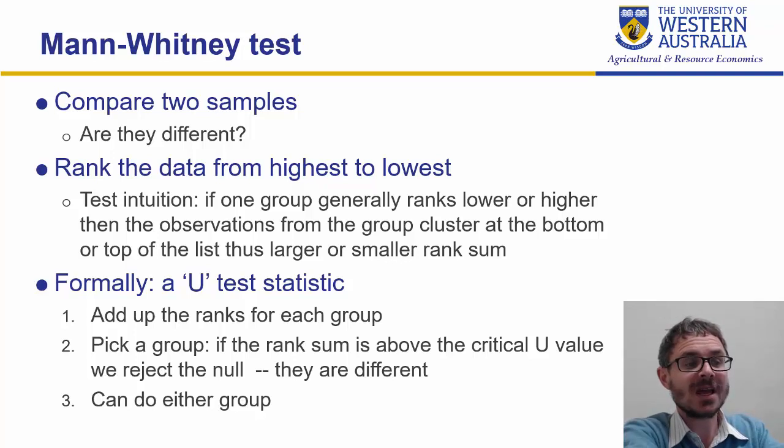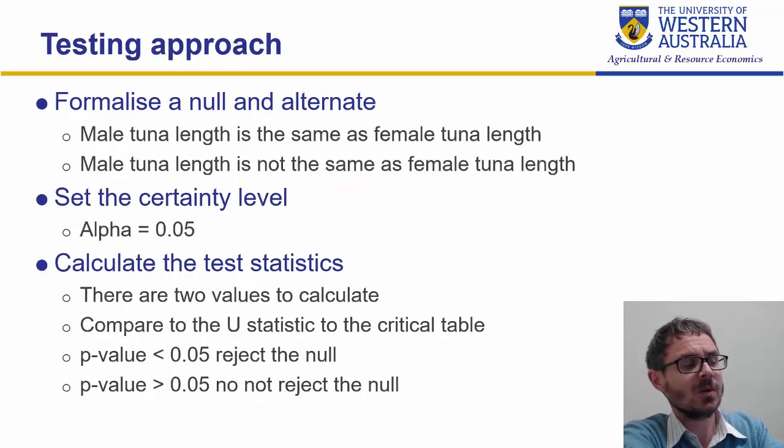We have a formal test, a test statistic, that can decide how much clustering at either end of the rank order is required to conclude that they're different. You can either calculate large numbers or small numbers. Okay, so what do we do? We set up a null and an alternative.